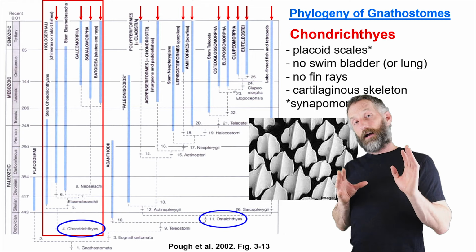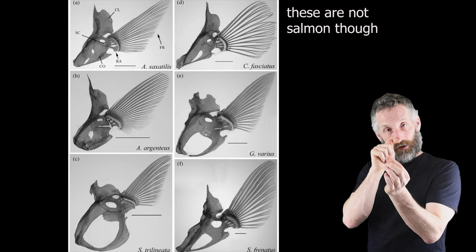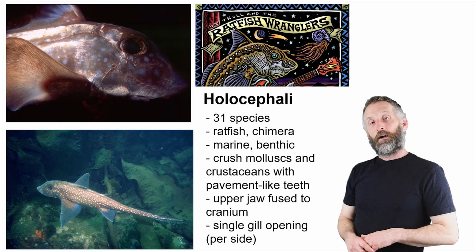None of these have a swim bladder or a lung. They also don't have fin rays. Fin rays are the elements that go into the fin, that if you spread a salmon fin, you can see the little rays that are coming through the fin. And they have this cartilaginous skeleton, as I mentioned previously. So let's go through each of these different groups.